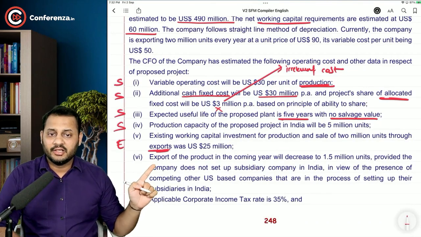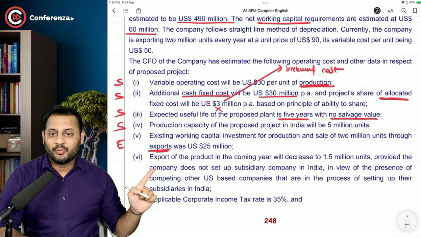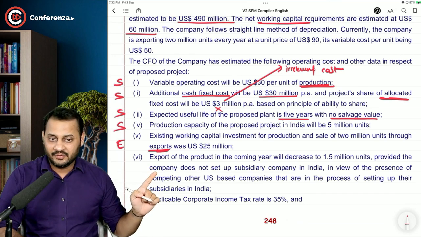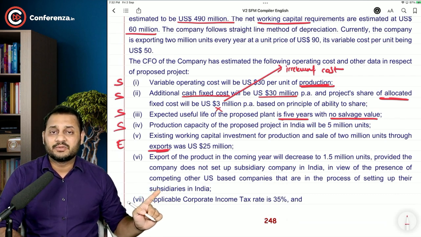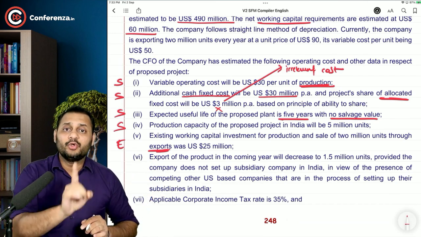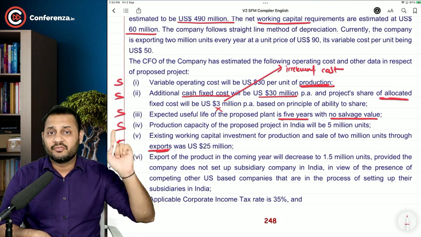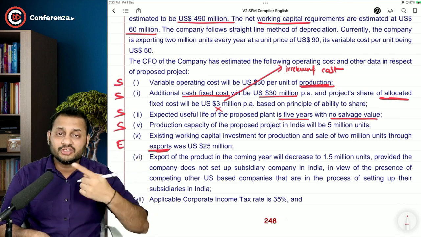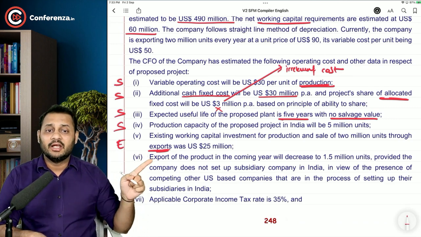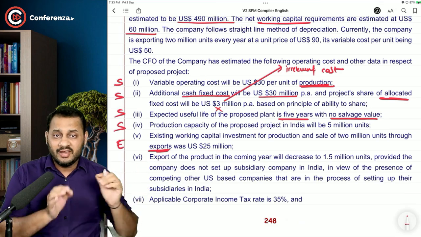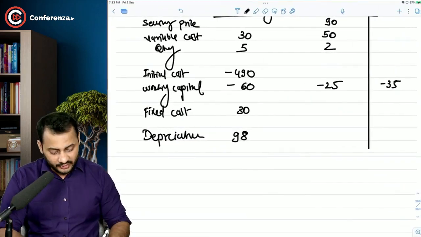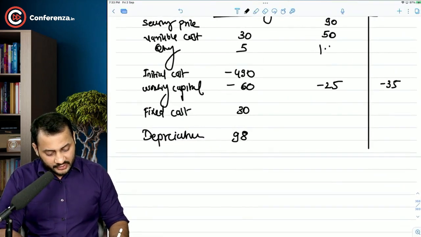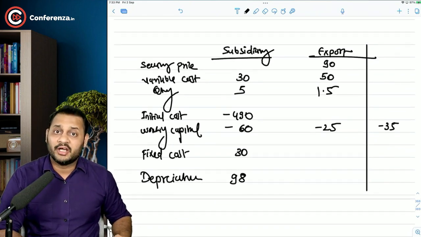Export of the product in the coming year will decrease to 1.5 million units, provided the company does not set up a subsidiary company in India, in view of the presence of other US based companies that are in the process of setting up their subsidiaries in India. See, all in all, the meaning of this is, if you do not set up a subsidiary in India, other US companies are setting up subsidiaries in India, and because of this, the competition will grow, and ultimately you will end up selling fewer units through export. If you continue the export, you will not be able to sell 2 million units now. It will only be 1.5 million that you can sell through export if you continue with that.